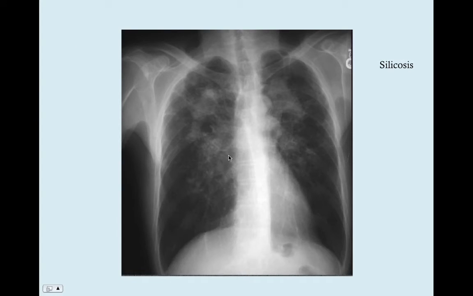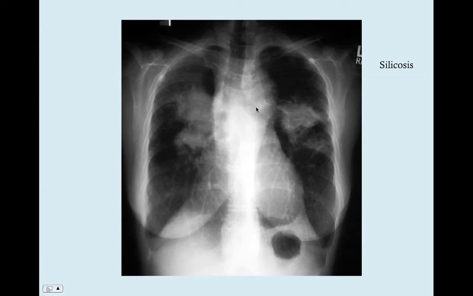Here's some more silicosis. This is definitely complicated silicosis. So we have coalescing nodules, which are seen in these opacities here. So here, definitely here, here.